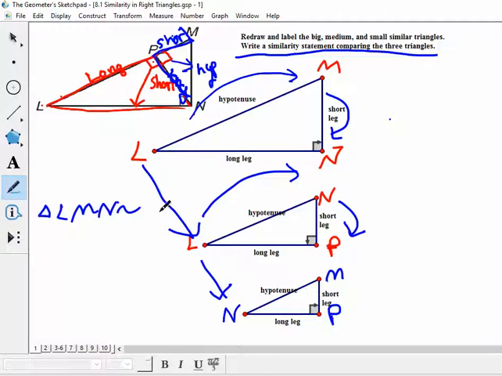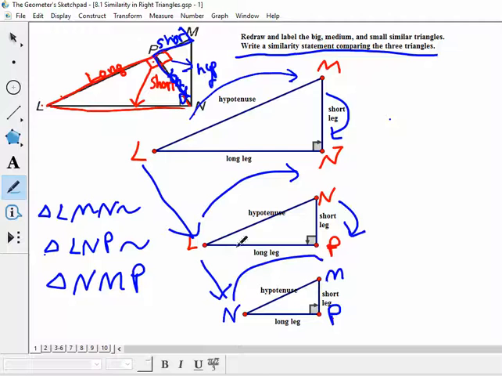So the next triangle it'll be similar to would be triangle LNP, which is also similar to the little triangle, which would be NMP. So for every one you have to start at the same corresponding vertex that you started your original name of your triangle at, and you have to go in the same order around the triangle. I went clockwise. You have to do that the same for each one. That's how you do number 1 and 2.